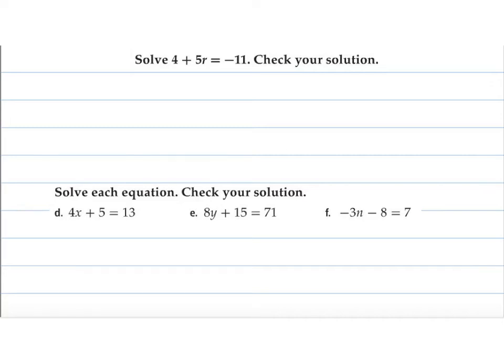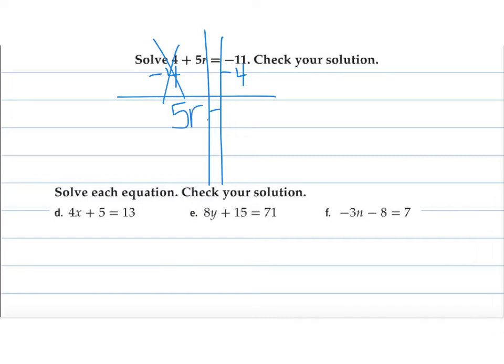4 plus 5r equals negative 11. Here's my slide. I subtract 4 on both sides. That cancels out. 5r, and then negative 11 minus 4 is the same as plus negative 4. That's going to get me to negative 15. I divide by 5 on both sides. R equals negative 15 divided by 5, which equals negative 3.